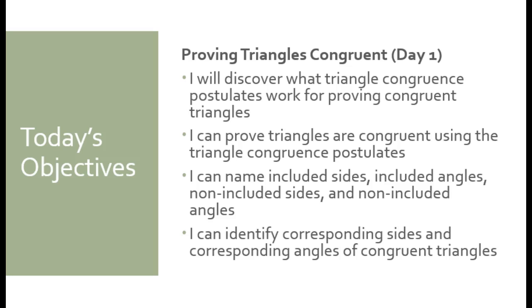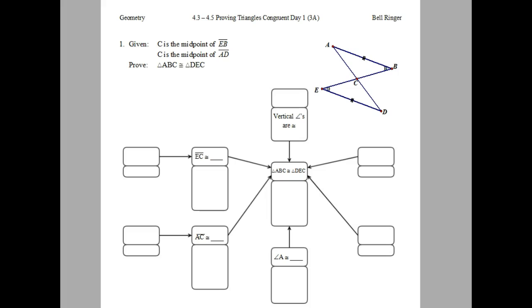Today, we're going to discuss proving triangles congruent. Let's start with today's bell ringer, a proof to show that two triangles are congruent. And remember, in order to prove that two triangles are congruent, we need to show that all 6 corresponding parts are congruent. So all 3 sides and all 3 sets of angles need to be proved congruent.